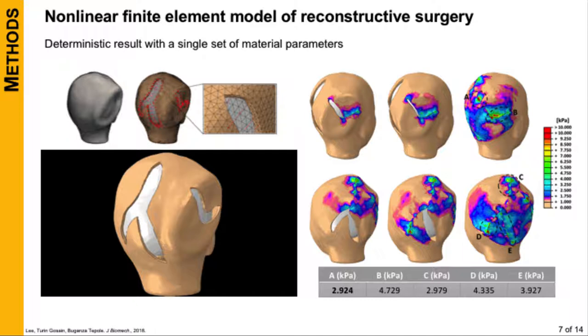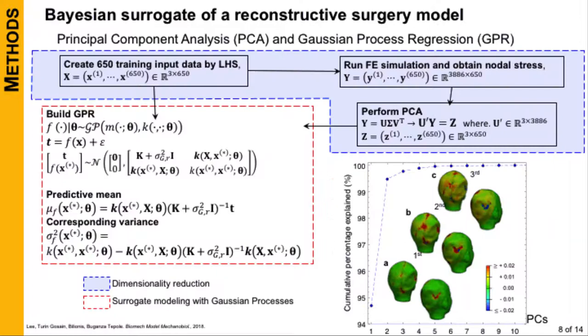Now, the problem, as I said, is that you don't want to just evaluate one single set of material properties, but you would like to take into account the uncertainty. So to do that, we do two steps. One is model order reduction. For that, we run a bunch of simulations with different parameters. And then we do PCA, which is principal component analysis. It's some sort of eigenvector decomposition. And that allows us to see the main modes of stress. In this case, we reduce the dimensions from 4,000 nodes, which is the degrees of freedom of the finite element model, to only three. So three main modes of deformation.